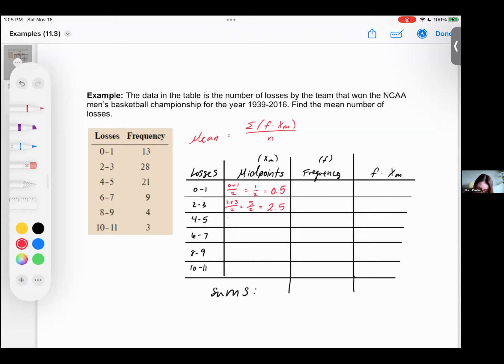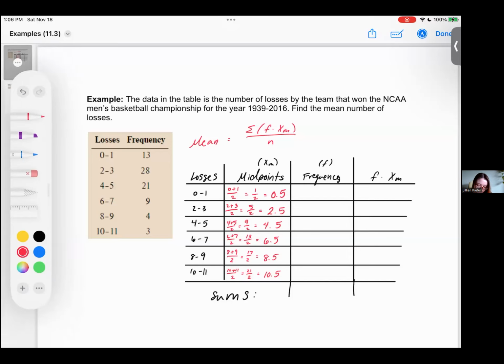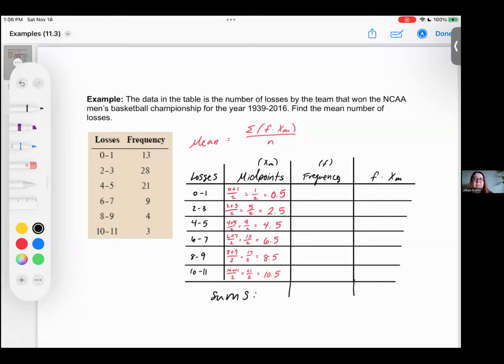Then we have 4 plus 5 over 2, 9 over 2, which will be 4.5. We may recognize a pattern in this case here that it's going to go by 2s, but we just want to make sure that we fill out the rest of our chart. All right, so we have our midpoints. Now we can go ahead. We know the frequencies already. It was given to us in our original table, so we'll fill those in.